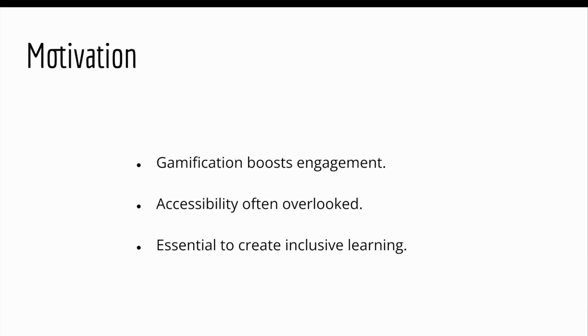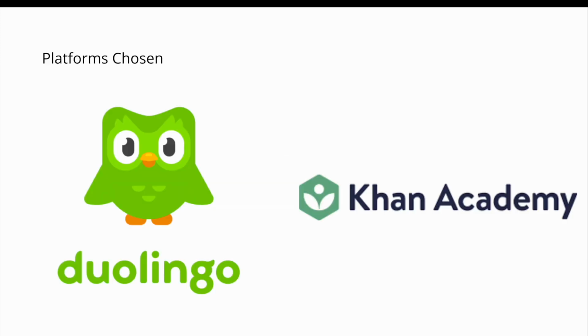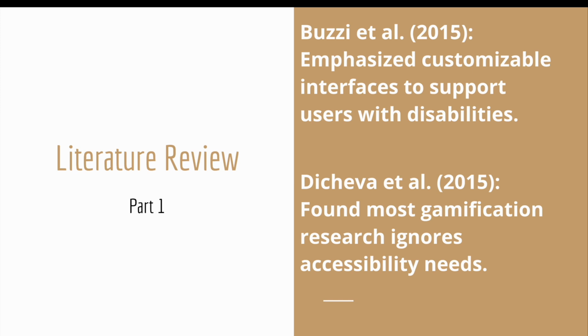for all learners. I chose two major platforms for my evaluation: Duolingo, which heavily gamifies the language learning experience with streaks, hearts, and rewards, and Khan Academy, which uses a lighter approach to gamification, incorporating badges and missions, but primarily focusing on content. By analyzing both, I hope to capture a broad view of how different levels of gamification impact accessibility. The literature reveals a major gap.